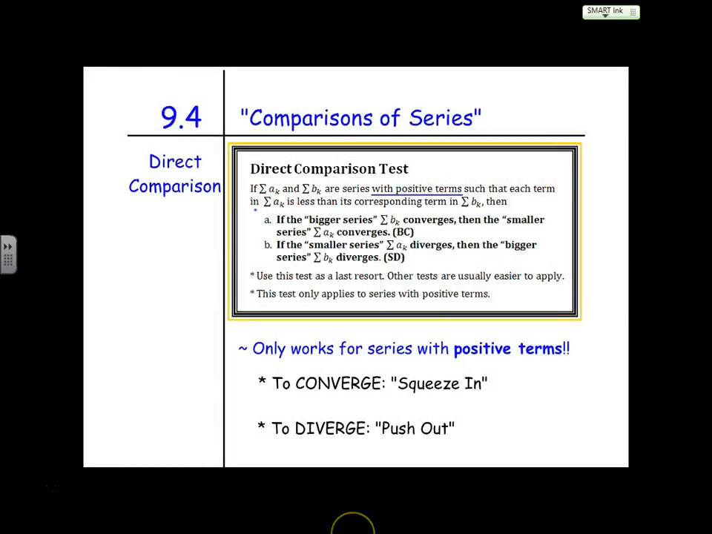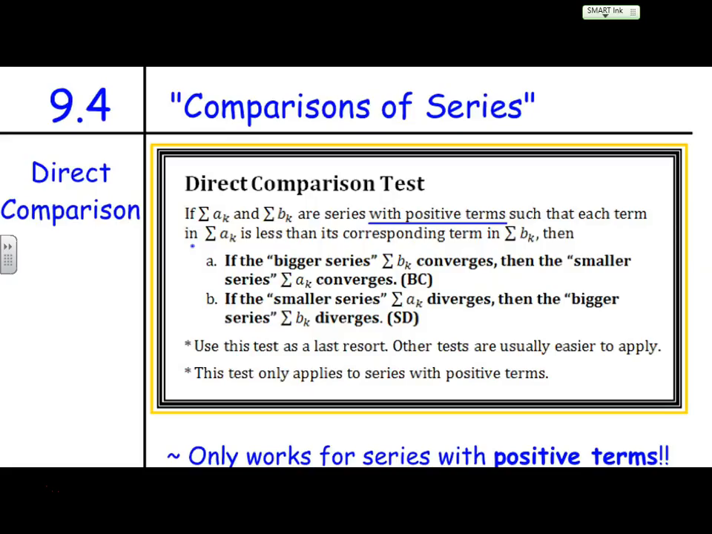Okay, comparison of series. There are two different tests in this one, and the calendar online is a little bit wrong. This is going to take 3 days instead of 2, so the board is wrong. Our homework is due on Friday instead of Thursday. Okay. Direct comparison has 4 series.